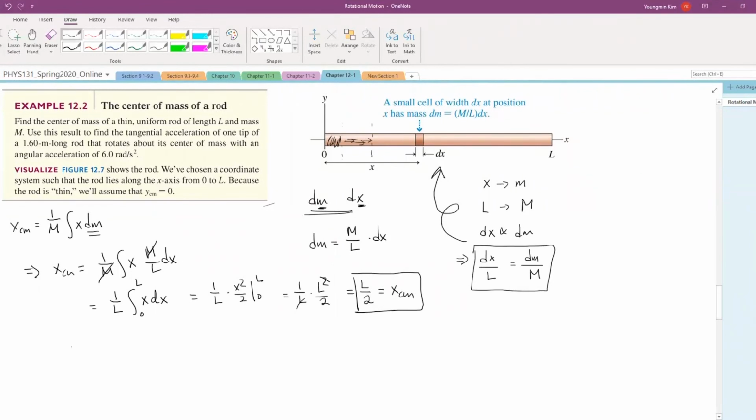Now let's finish off part B. In part B, we're asked about the tangential acceleration. All right, so again, the tangential acceleration a is related to the angular acceleration by the radius. And since the radius we're given is half of the total length, the total length is 1.6, we have 0.8, and you multiply by alpha, which is 6 radians per second squared, that is given, and that's simply how you find the acceleration.